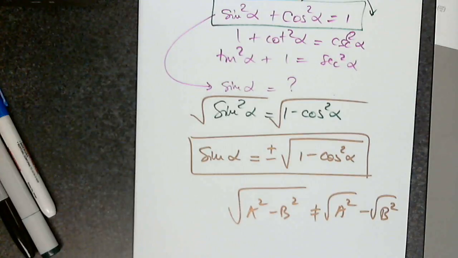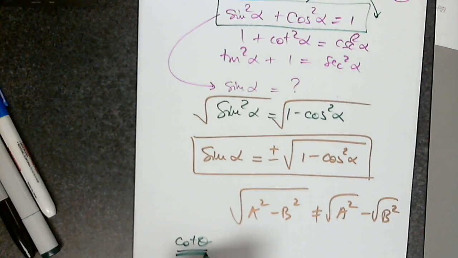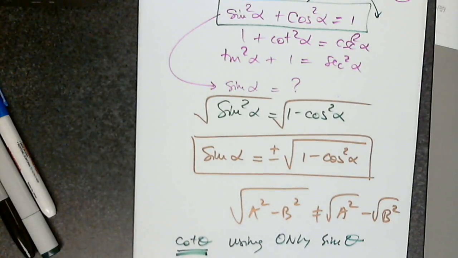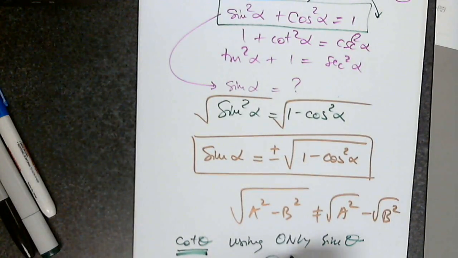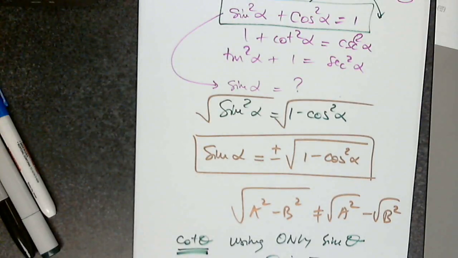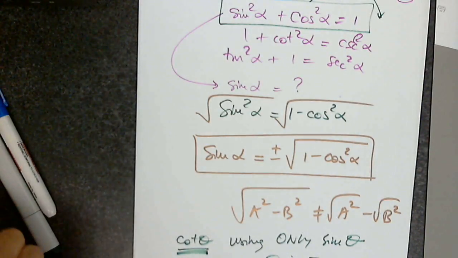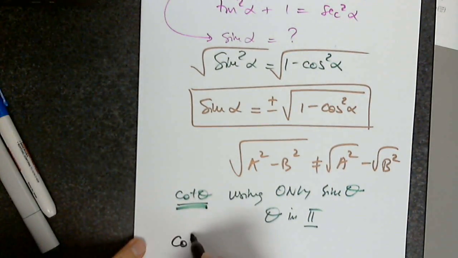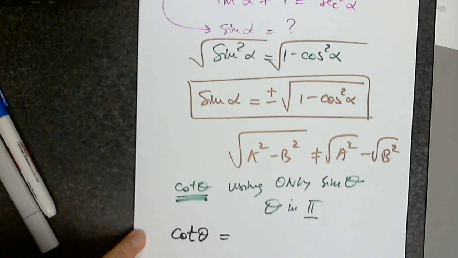So now we're back. Now we're looking at problem 40. In problem 40, we're asked to write the first trig function, this is what I need to write, in terms of the second one, using only sine theta, knowing that theta is in the second quadrant. So, can anyone give us the definition for cotangent theta? Yes, I could write 1 over tangent, but then I need the definition for tangent.